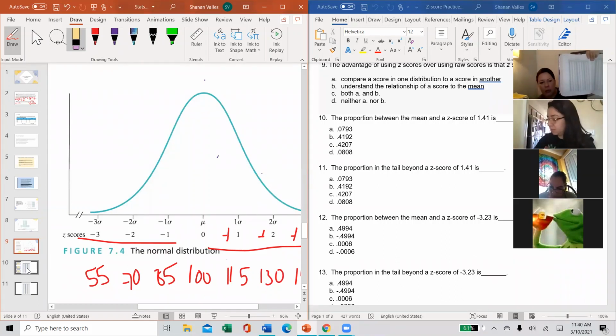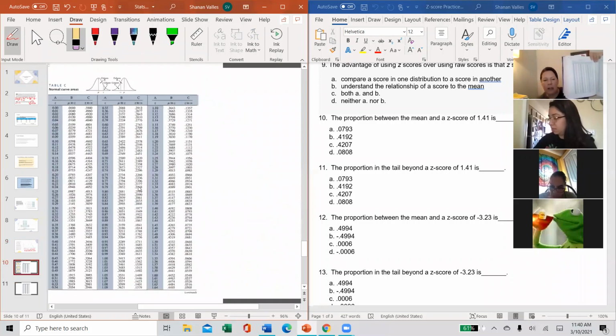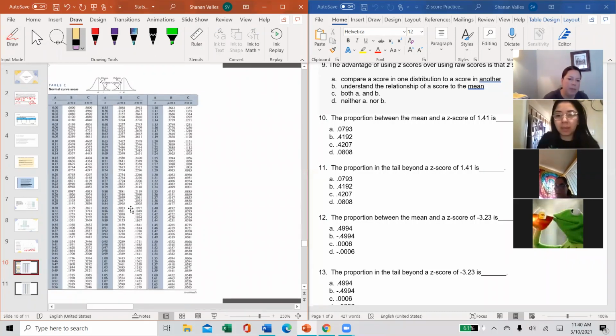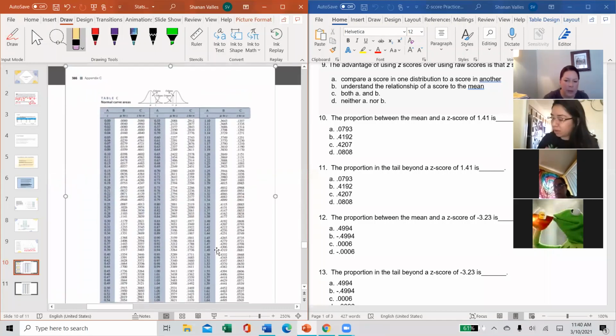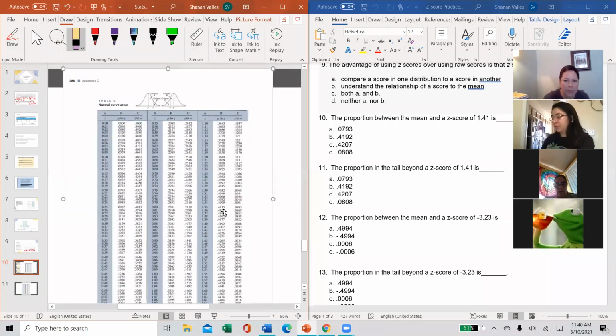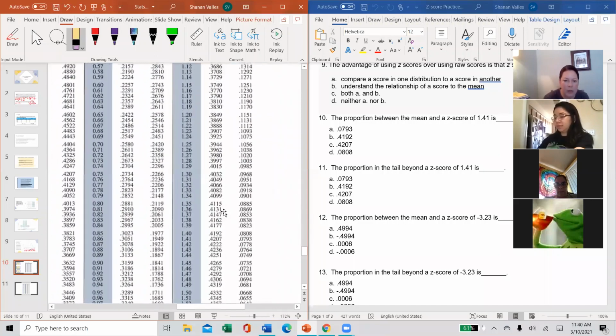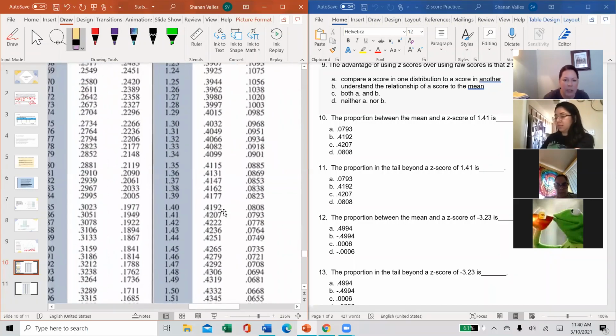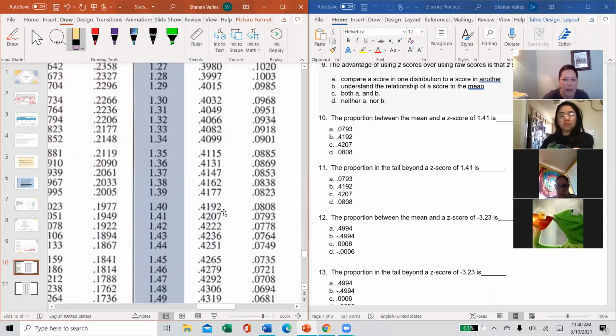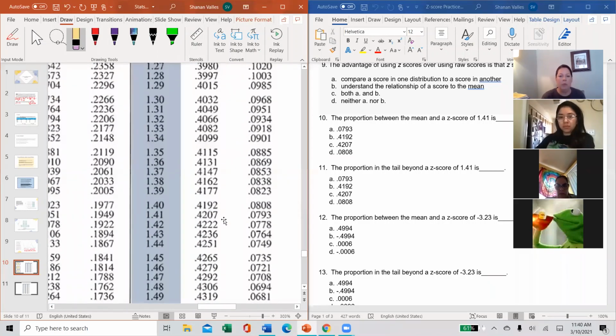So looking up a z-score, we'll do 1.41 just for fun, okay? So we've got to get that table. We have to get these tables, or again, they're here for you if you want them. There we go. So we've got to find 1.41. Okay, there we go, 1.41.